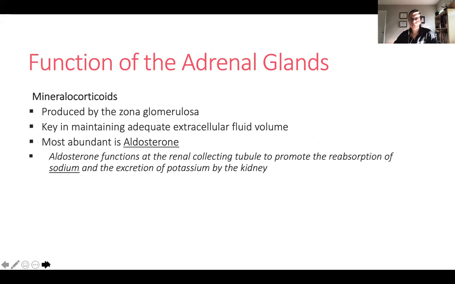So the mineralocorticoids, they are produced in the zona glomerulosa, and their job is to maintain extracellular fluid volume. The most abundant of these mineralocorticoids is aldosterone. So aldosterone functions in the kidneys, in the tubules, so they promote the reabsorption of sodium and excretion of potassium by the kidney. And then the secretion of aldosterone is regulated by several factors in the body. So the potassium level, the ACTH, and then the renin-angiotensin mechanism.